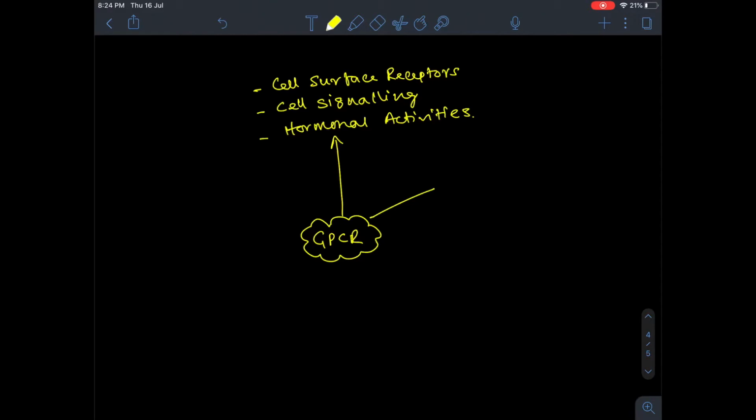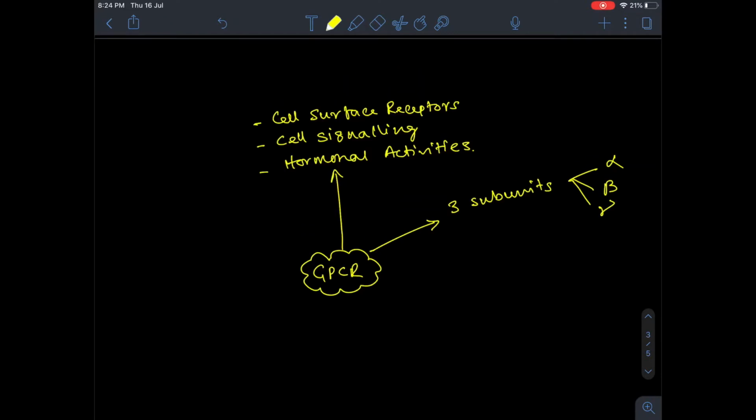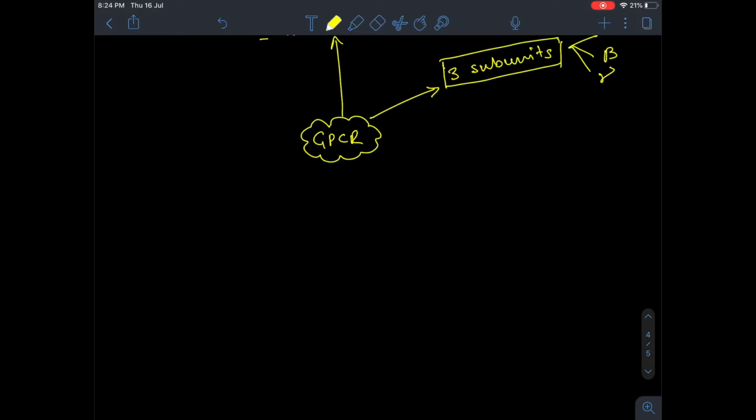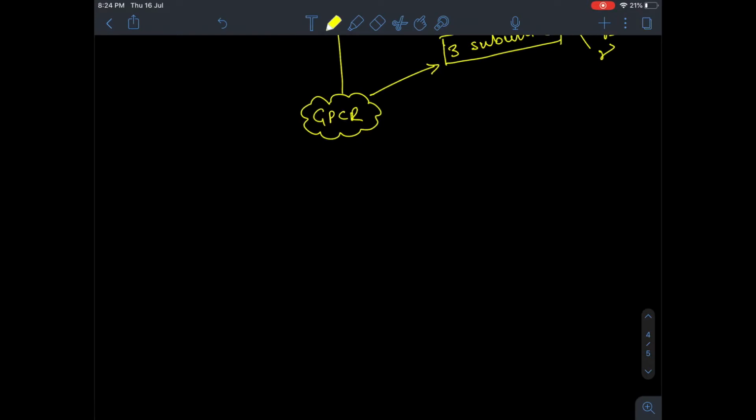There are three G proteins which are very important, or we can say G proteins contain three subunits: alpha, beta and gamma. This alpha remains associated with the GDP, so this alpha GDP is basically the inactive form. When it gets converted into alpha GTP, it becomes activated. We'll discuss it later.